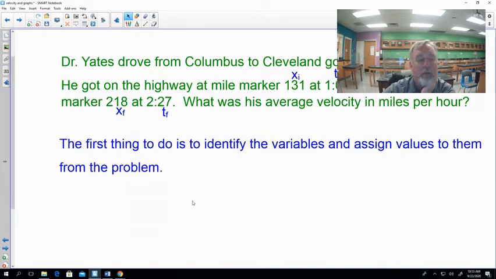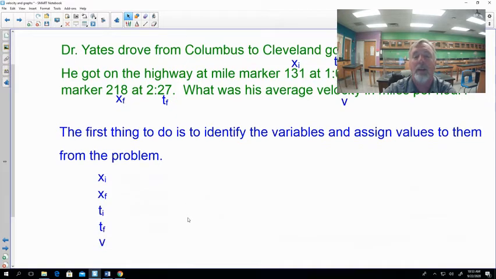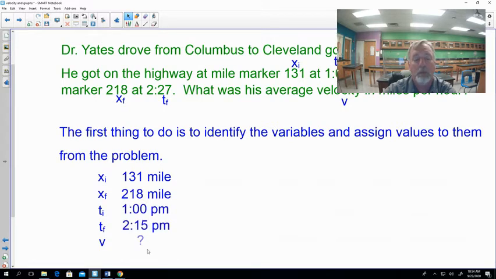So now that we've identified our variables, let's write them down, right? Oh, I'm sorry, there's one more variable here in our equation, and that's velocity. That's the question. It's asking us what the velocity was. So I always want to write down all the variables. It tells us in our problem we have 5 variables. Let's write down their values from our problem. X initial is 131 miles. X final is 218. Time initial is 1. Time final is 2:27. And I put a question mark here for velocity, just so it's clear what it is that we're trying to calculate.